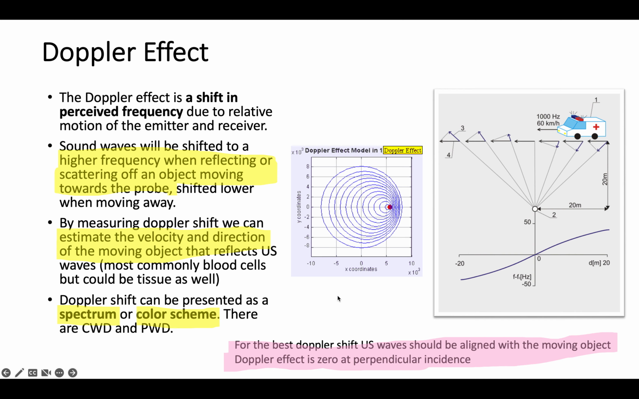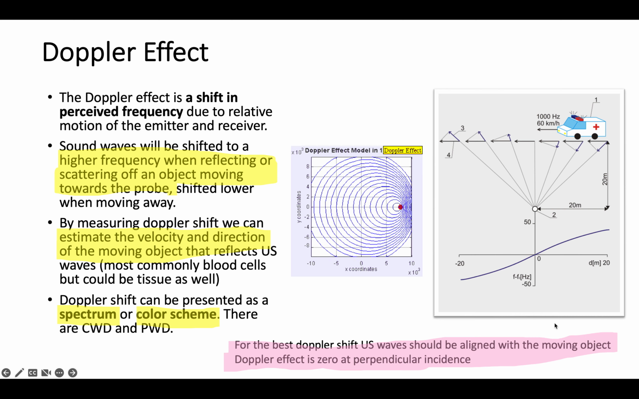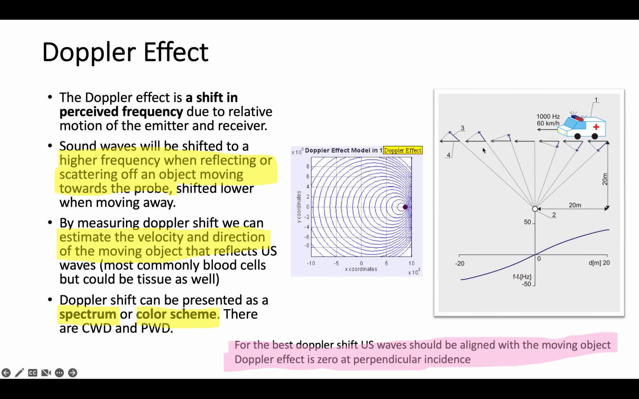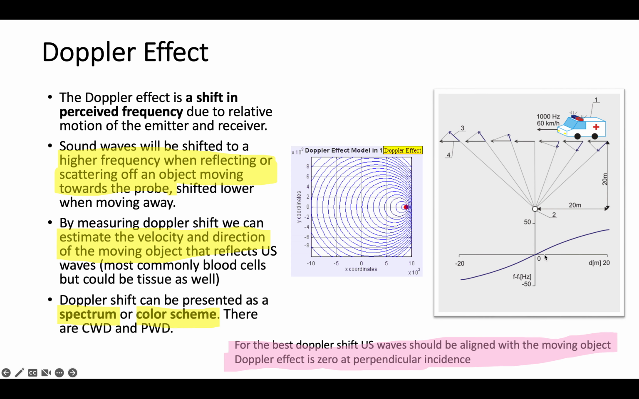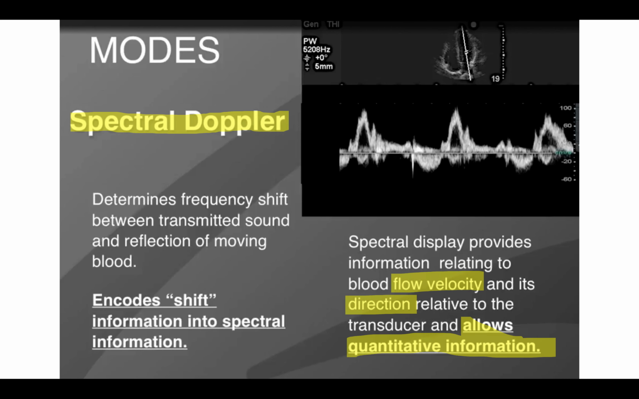One more important point here is that in order to appreciate this Doppler effect, the ultrasound wave should be well aligned with the moving object. Doppler effect is minimal when the angle of incidence is close to perpendicular. So right here, if you're standing here and the car is moving this way, the Doppler shift is minimal. So now that we've reviewed the Doppler effect, let's talk about a couple of modes that use it.